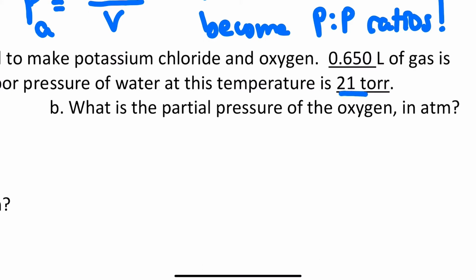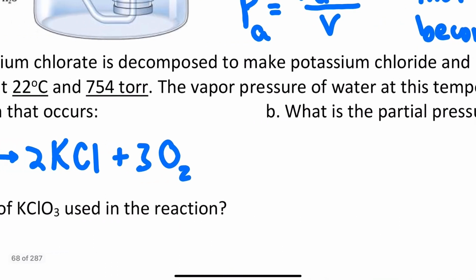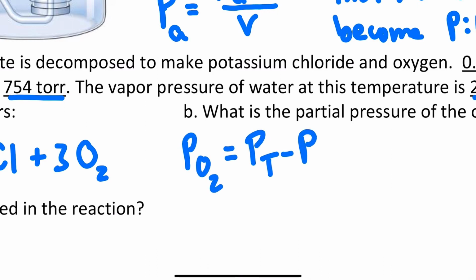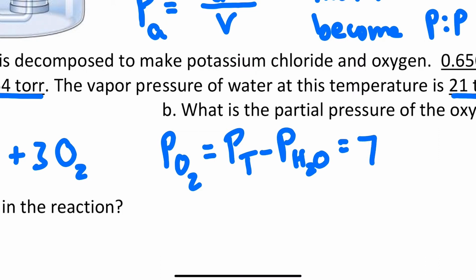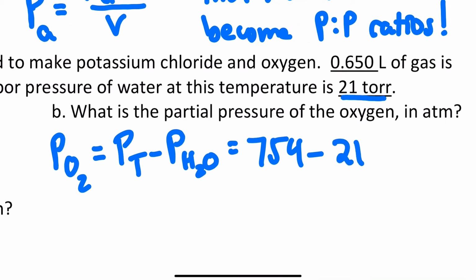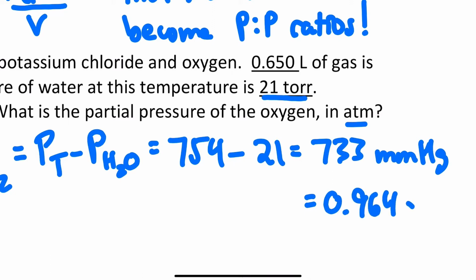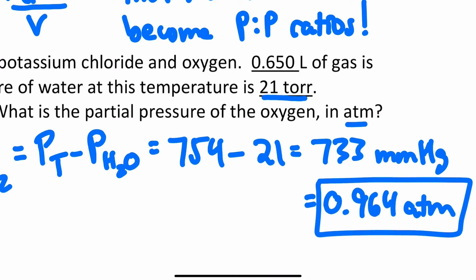Then it says, what's the partial pressure of just the oxygen? Well, 21 torr of that collection of gas is the water, and the total is 754. So the pressure of just the oxygen is going to be the total pressure minus the pressure that's due to just the water vapor. So I get 754 minus 21, which is 733 millimeters of mercury. They want it in atmospheres. So remember from our previous lesson, take a millimeter of mercury and just divide by 760. I'm just going to write the numerical answer. You get 0.964 atm after you convert it into atmospheres.